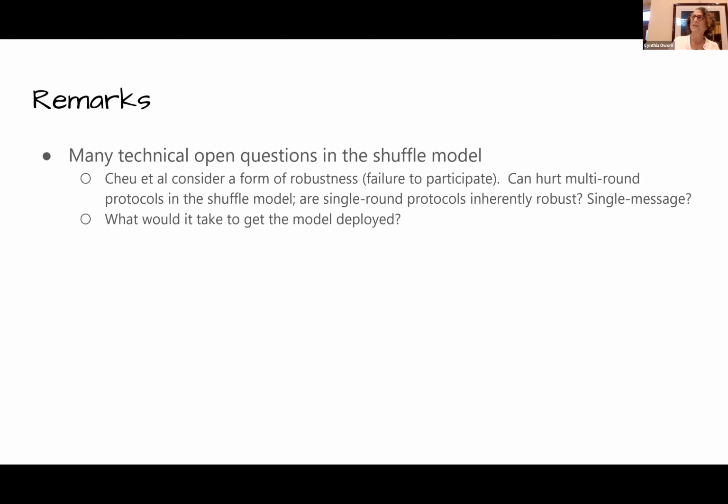More fundamentally, what would it take really to get this model deployed? Clearly, Google is not going to do a random permutation of all of the messages that it gets. Things are going to be done in batches. Crowds are going to be defined one way or another. So what would it take to make this shuffle model a reality? What's the right setting for it?